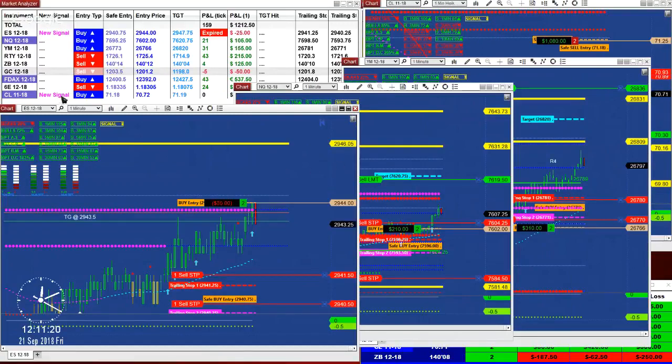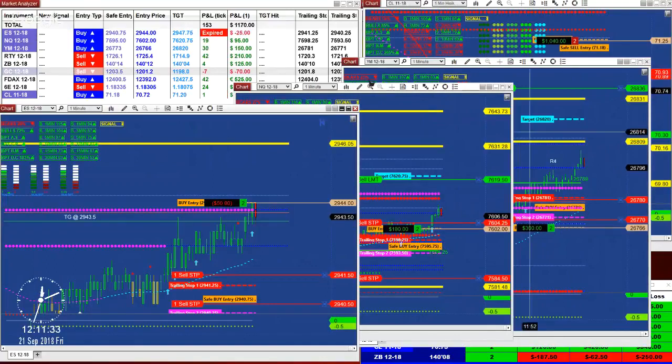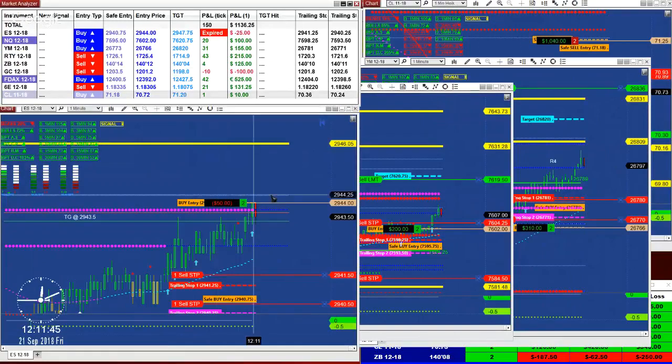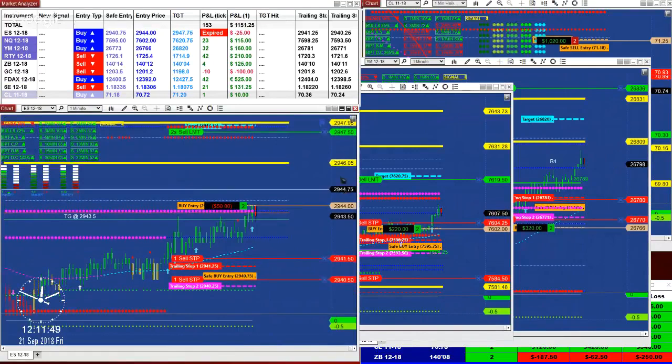And we have a new signal, a buy signal, 7072 and 7120. Wow. Okay. Oh boy, that's a lot of ticks. So this is your new signal.